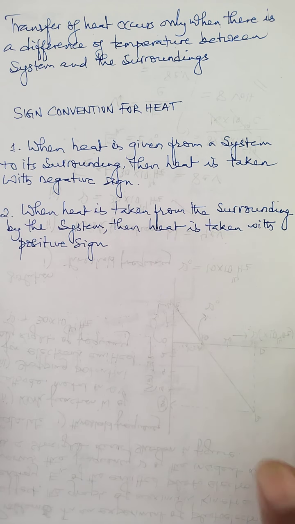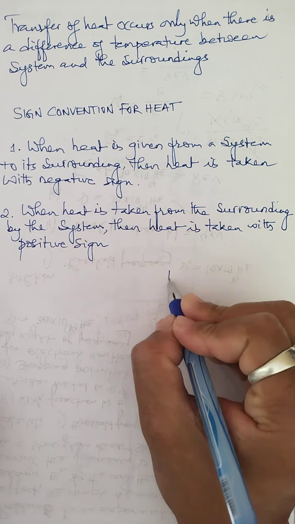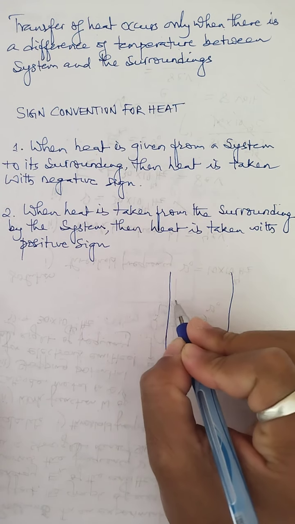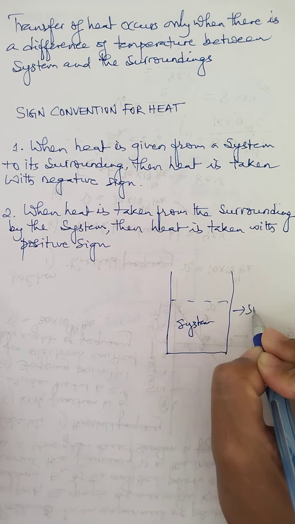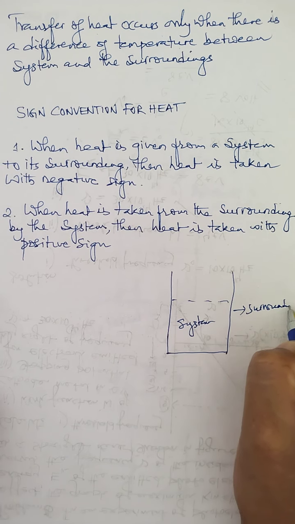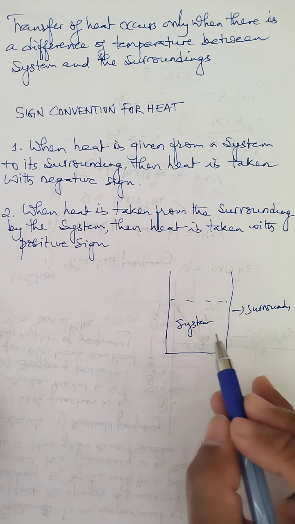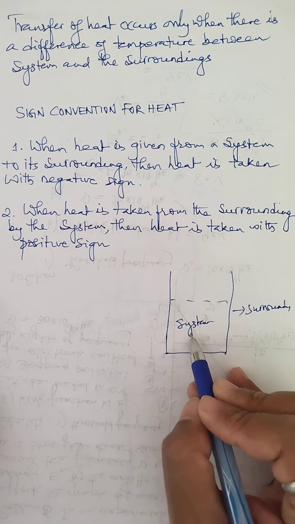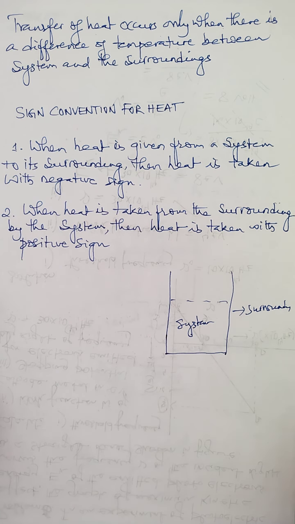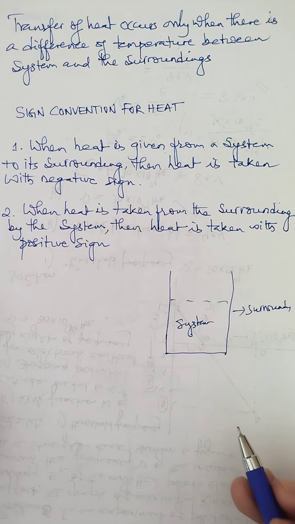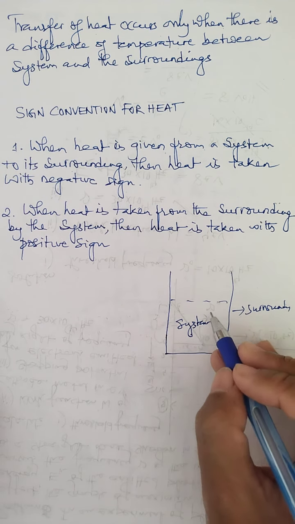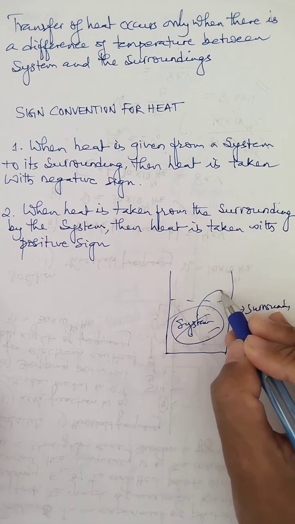Now if there is a system bounded by the surrounding, heat will transfer only when there is a difference in temperature between the system and the surrounding. But this transport of heat, as per the sign convention to be followed, can take place when heat is given from a system to the surrounding, meaning heat which flows from system to the surrounding.